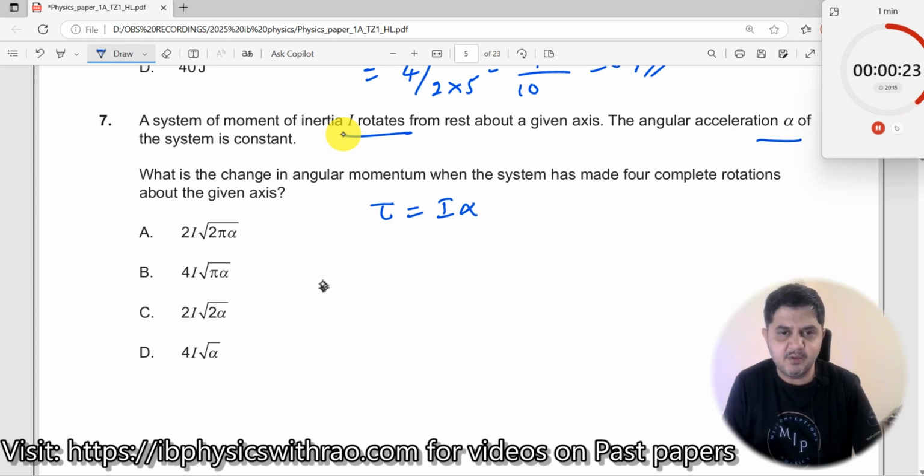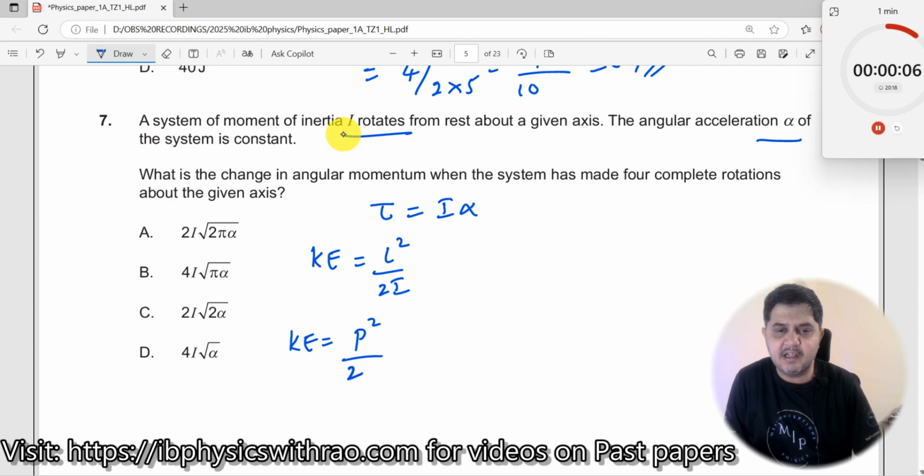So towards it, what we do is we will consider, for example, the kinetic energy at the end of the 4th rotation should now be equal to L square divided by 2I. How did I get this expression? L, what is L? Angular momentum. So usually kinetic energy is given by the formula P square divided by 2m. In rotation, we replace P with L and m with I. That is what we have done over here, right? And this is L square divided by 2I, and this is your kinetic energy.